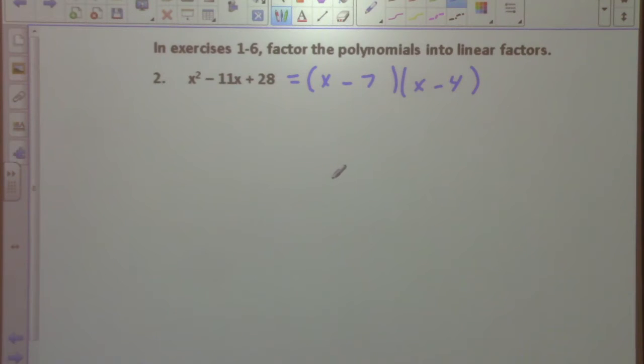Okay, Kayla, how did you figure that out? 28 divided by 2, then divided by 1, which would be 7 and 4. 7 plus 4 is 11. So you tried mentally different factors of 28 until they worked out, essentially.